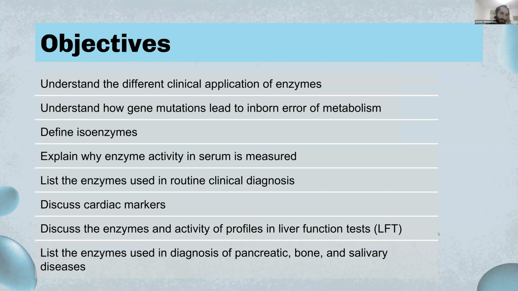Okay, so these are the objectives. First we have to understand the different aspects of the clinical application, how they apply. Of course, you already took 3 lectures about enzymes and basic stuff. Now we just put them into clinical use. We have to understand what the isoenzymes are, how we measure enzymes, serum versus plasma, examples of enzymes, and in which disease we measure which enzyme. We look at cardiac, liver, bone, and pancreatic enzymes, all in all.